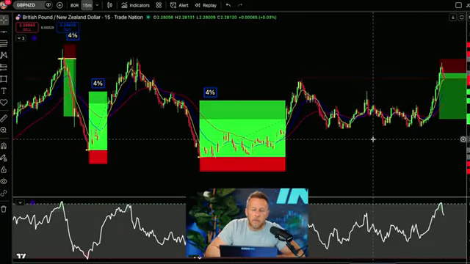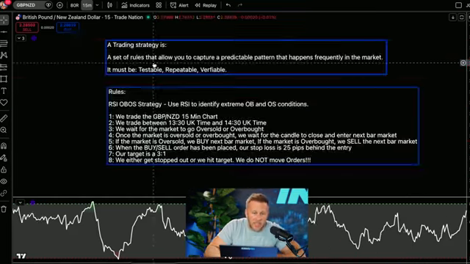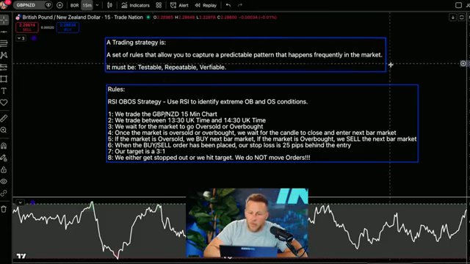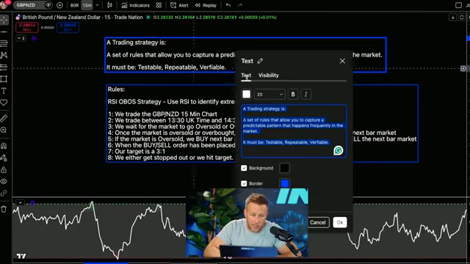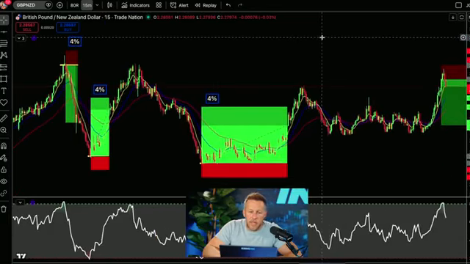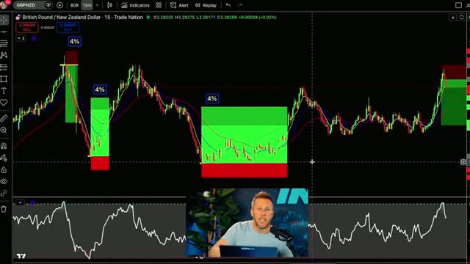I want you to focus on the process of creating a trading strategy. I want you to be familiar that strategies are, what are they? A set of rules that allow you to capture a predictable pattern that happens frequently in the market. What have we just done? Is it testable? Yes, we've just tested it, okay? Is it repeatable? Yes, we've repeated it. Is it verifiable in real live markets? We will let you know. And what will make it not verifiable is if RSI never goes overbought or oversold again. And that's really it, because as soon as it does, that's when we're getting in.